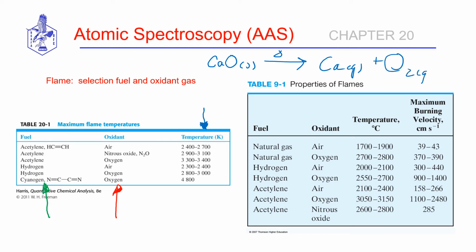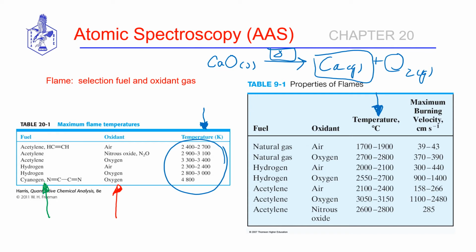So just know that the flame temperature depends on the nature of our sample and how hot we need the flame to be to get our species up into the correct ground atomic state. So that's why we have to choose different mixtures of our fuel and oxidant gases. This is from the Skoog textbook, the instrumental analysis textbook. So here's the temperature of your different gas combinations.